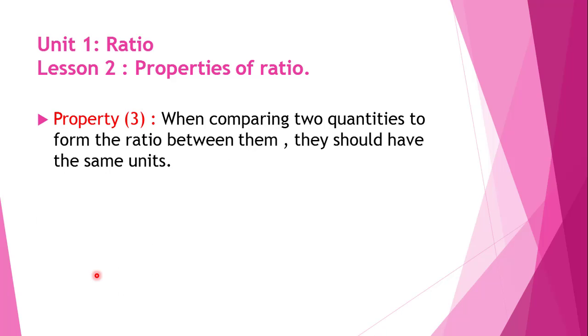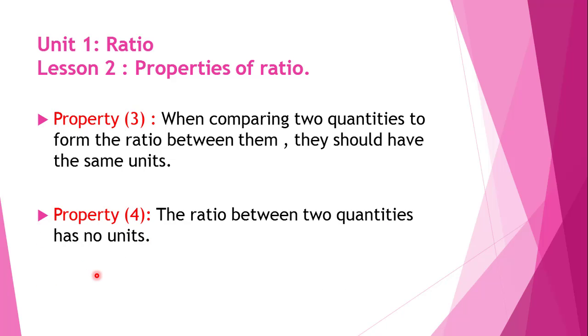Okay, the third property: when comparing between two quantities to form a ratio between them, they should have the same units. So we should be sure that the two terms have the same units. Also, the ratio between the two quantities has no units because the two terms have the same units, and we divided the two units. Then the ratio between any two quantities has no units.